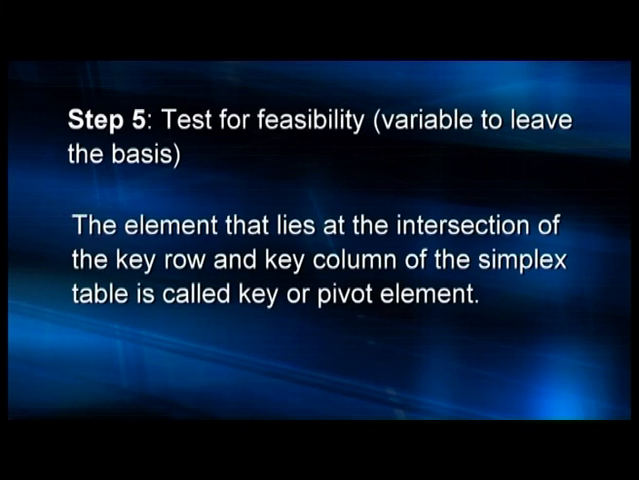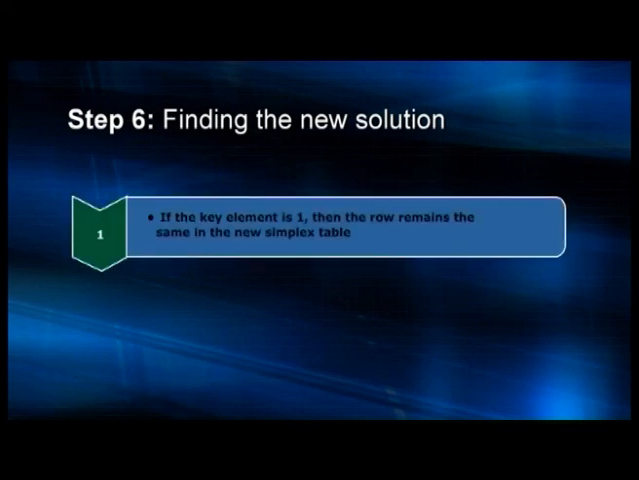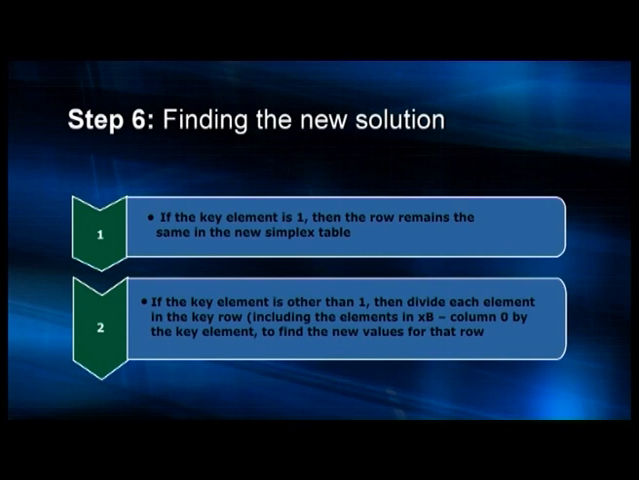The element that lies at the intersection of the key row and key column of the simplex table is called the key or pivot element. Step 6. Finding the new solution. If the key element is 1, then the row remains the same in the new simplex table. If the key element is other than 1, then divide each element in the key row, including the elements in the XB column, by the key element, to find the new values of that row.